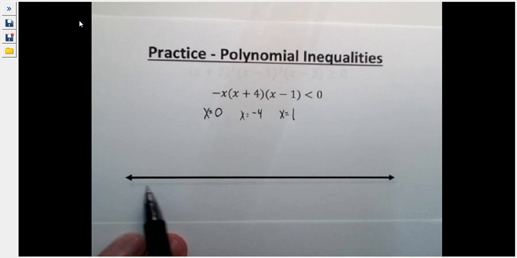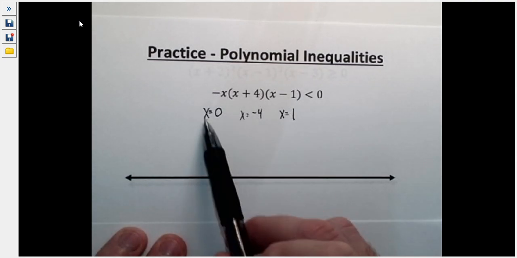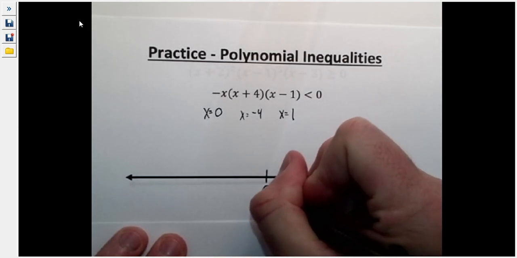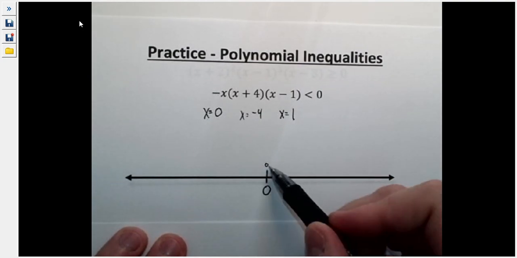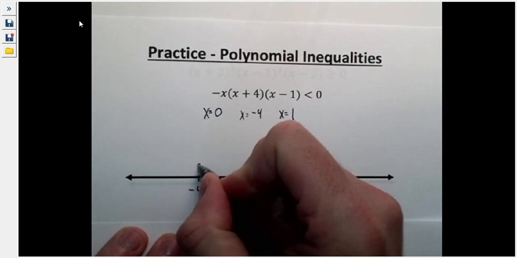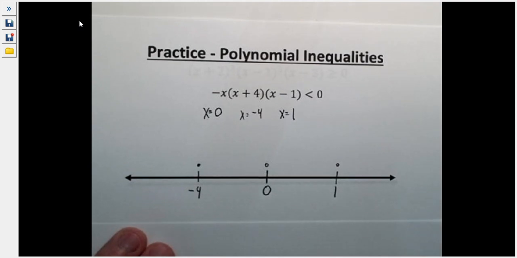So this is my number line. I'm going to write my zeros on my number line. I'm going to put 0 here. That's one of my zeros. I put a little 0 there to remind myself this is a 0. Then -4, that's a 0. And +1, that's a 0.